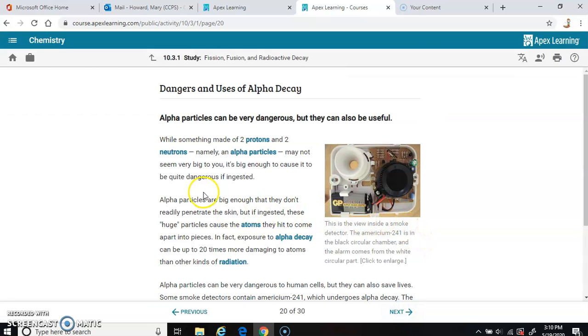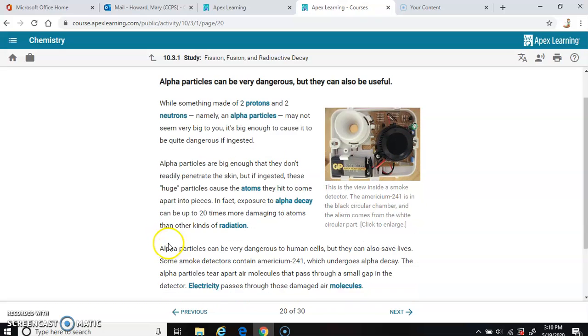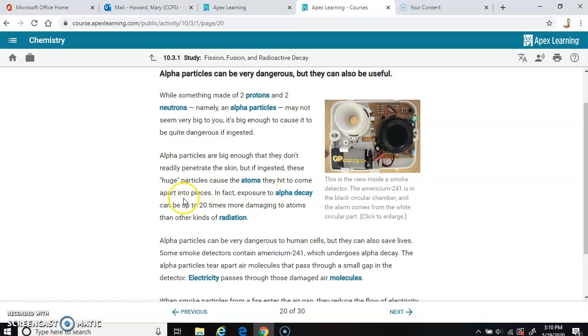Okay, so let's go back to some of the dangers and uses of all of these different types of decay. Alpha particles can be very dangerous. They're large. They're made of 2 protons and 2 neutrons, which may not seem very big, but it's big enough to be quite dangerous. They don't penetrate the skin, but if ingested, they can cause the atoms they hit to come apart into pieces. That's the problem.